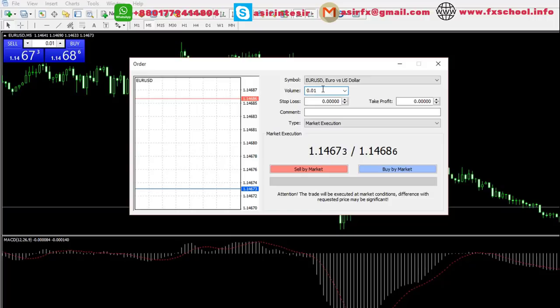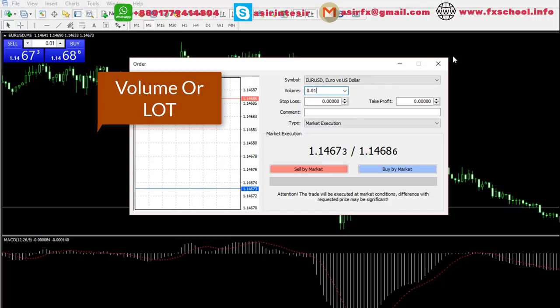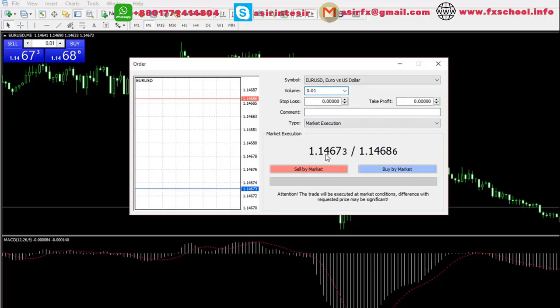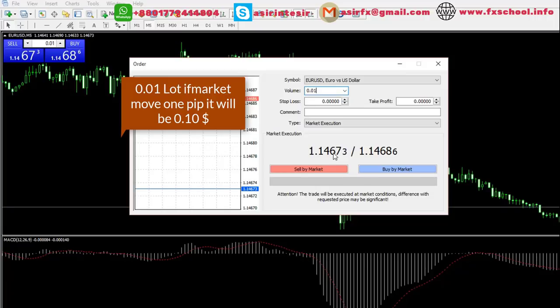It means if you open a buy order and you move 1 pip, like you open a buy order and the market goes to 1.1468, it means you are making 10 cent profit. So 0.01 means every pip you will earn 10 cent or you will lose 10 cent. Okay, I think you understand.